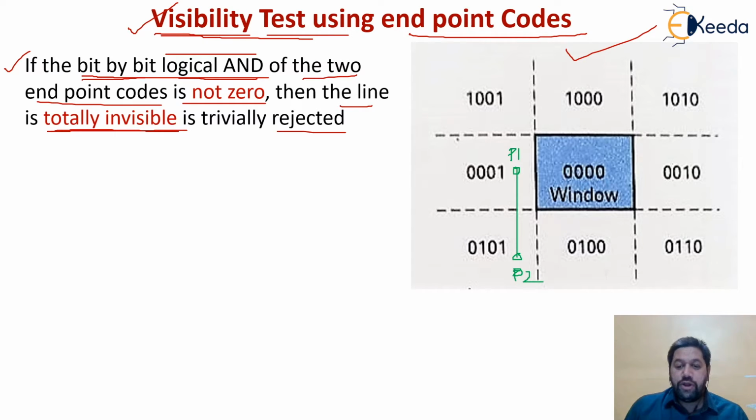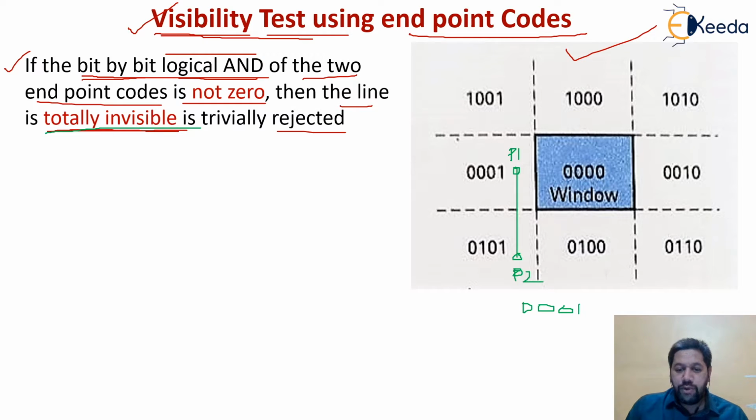I have to find out whether the line is totally invisible. What I need to do, I will take the endpoint code. What is the endpoint code of P1? Suppose I write it here. Suppose the endpoint code of this line is 0 0 0 and 1. Okay, this is for P1.